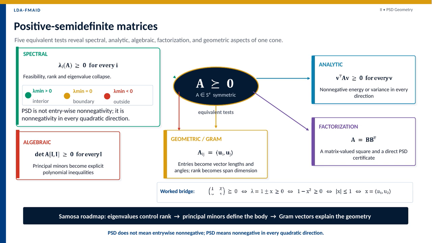Equivalently, all eigenvalues and all principal minors are non-negative. The matrix factors as BB transpose, and it is a Gram matrix. The minimum eigenvalue is positive in the interior, 0 on the boundary, and negative outside.